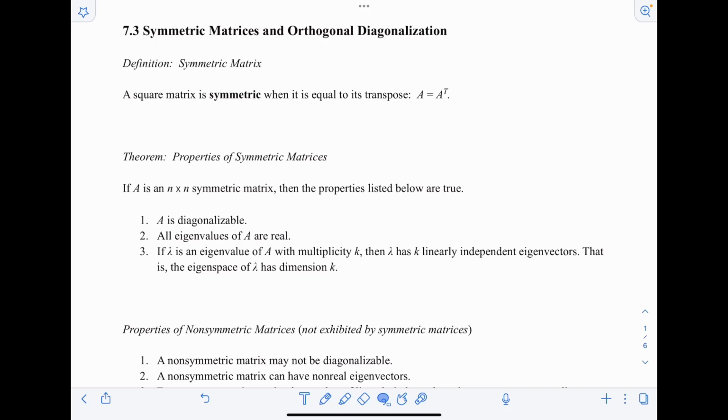This is lesson 7.3, Symmetric Matrices and Orthogonal Diagonalization. Believe it or not, this is our very last lesson for this series, our very last lesson for this class.